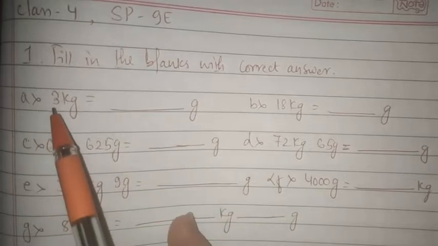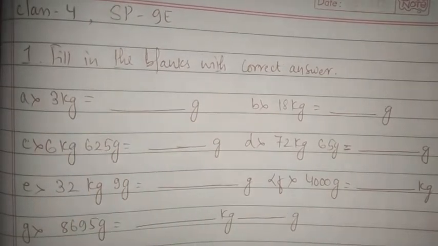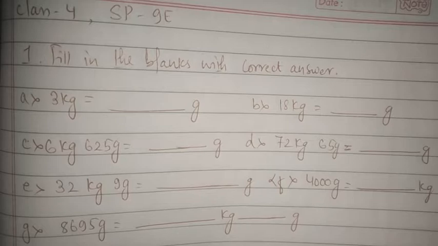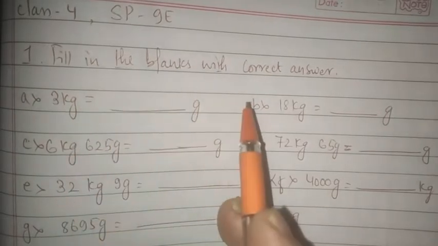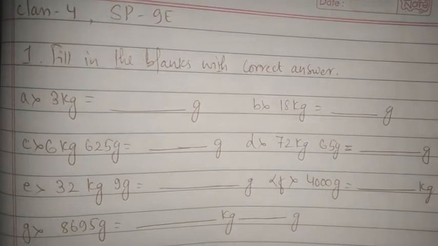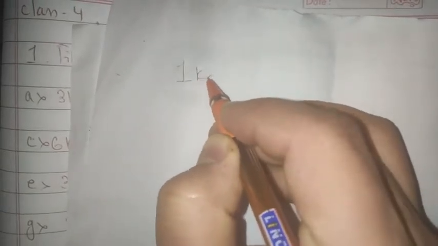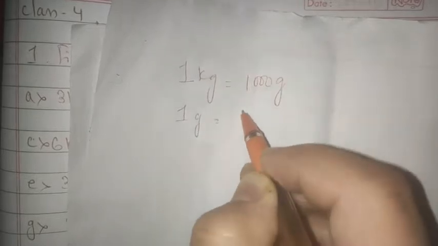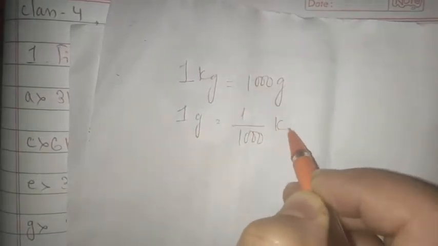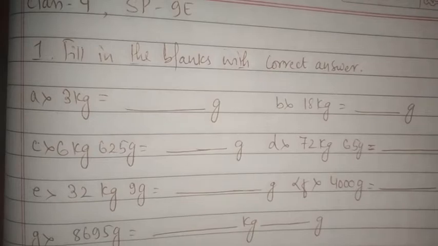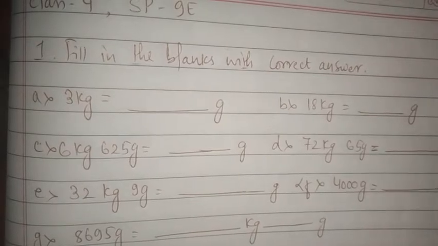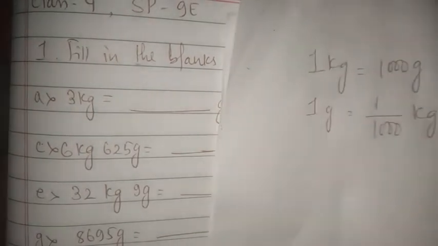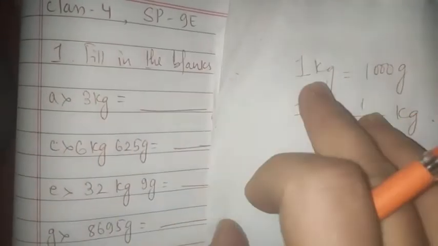In our last class we learned about the metric units, kg into gram and gram into kg. So I'll do a small revision. 1 kg is equal to 1000 gram, and 1 gram is equal to 1 by 1000 kg. This should be known to you all, and only if you know this can you solve the problem very well.